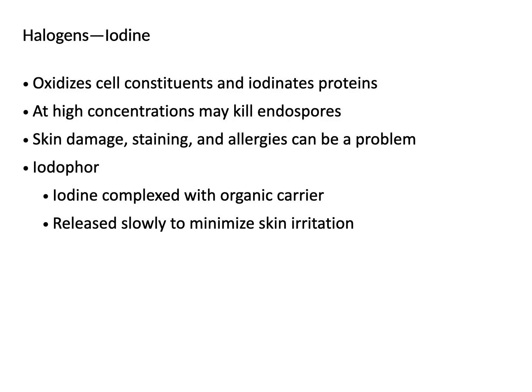And then we have the halogens. If you're looking on the periodic table, there's the column that includes iodine and chlorine. Anything on that can act as a halogen in an antimicrobial way. Iodine is utilized, and at higher concentration it can actually kill endospores. It disrupts proteins and oxidizes different cellular components. It can damage your skin and stain, and some people have allergies to it.